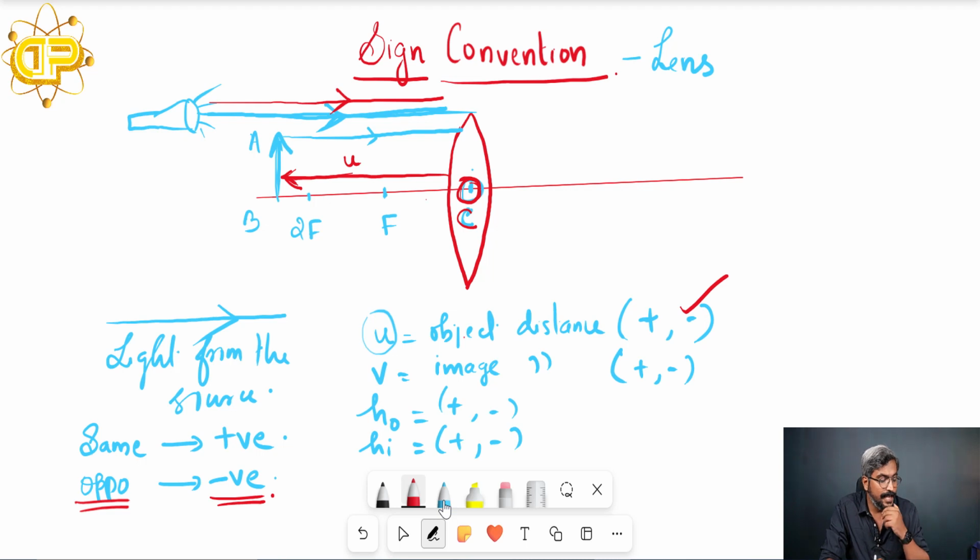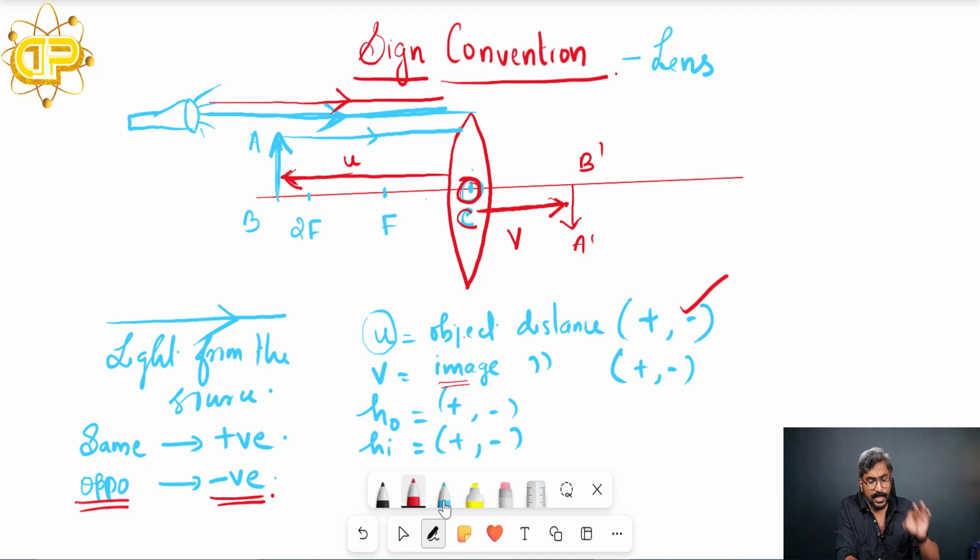Now, in this case, you can see that we are obtaining a real image which is falling somewhere here, right? Here, if I want to find out the image distance, then the calculation will be taken from the optical center to that particular image. Let this be A dash, B dash. And now, this is V. V is what? Image distance. And this image distance is calculated from the optical center to the particular image.